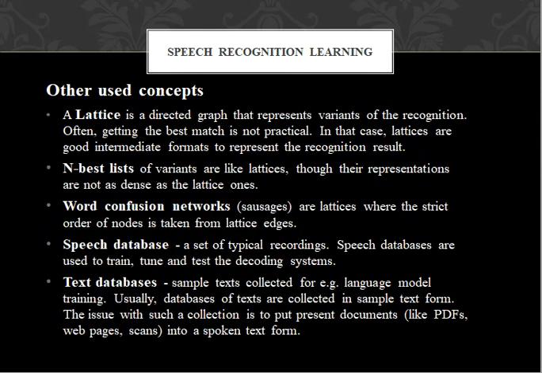Other used concepts. A lattice is a directed graph that represents variants of the recognition. Often getting the best match is not practical. In that case, lattices are good intermediate formats to represent the recognition result. N-best lists of variants are like lattices, though their representation is not as dense as the lattice ones. Word confusion networks, or sausages, are lattices where the strict order of nodes is taken from lattice edges.